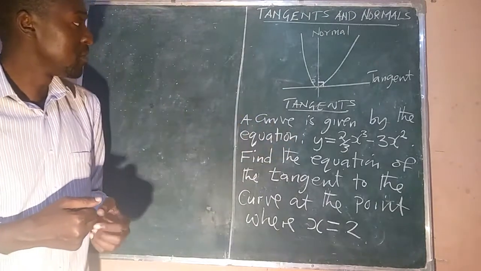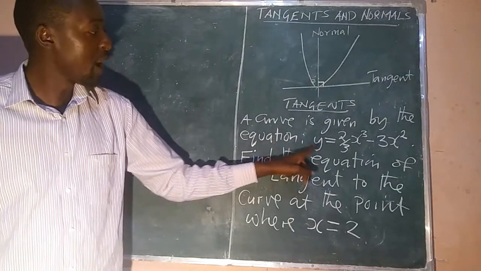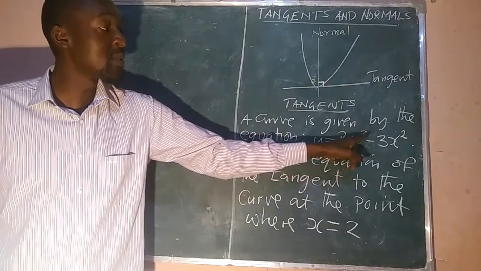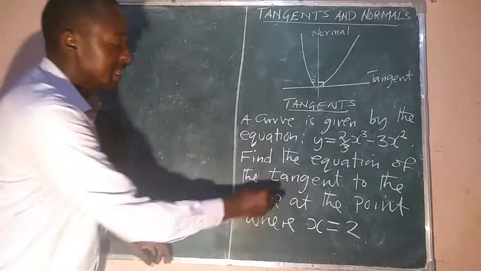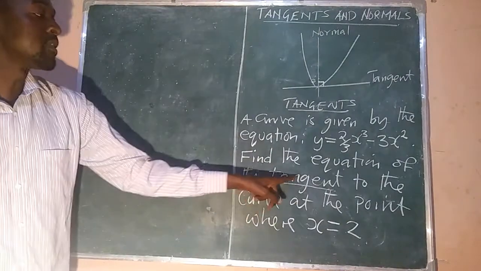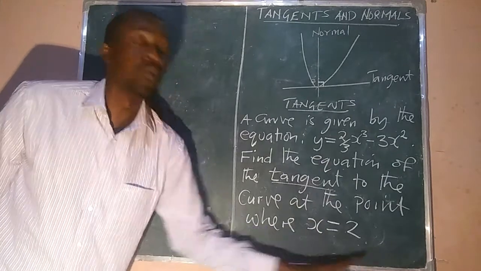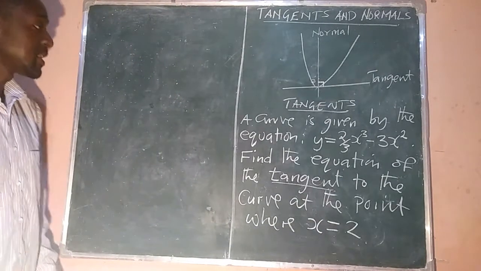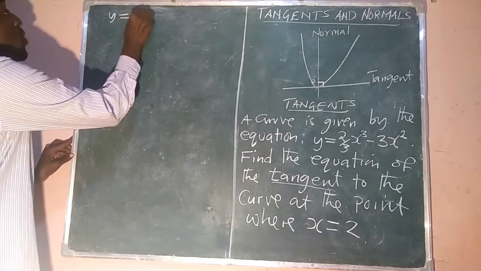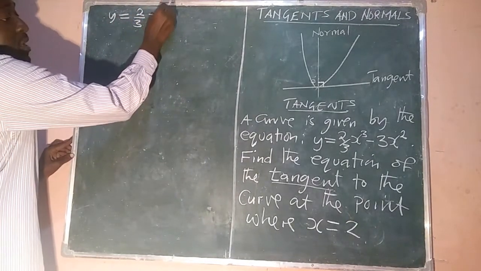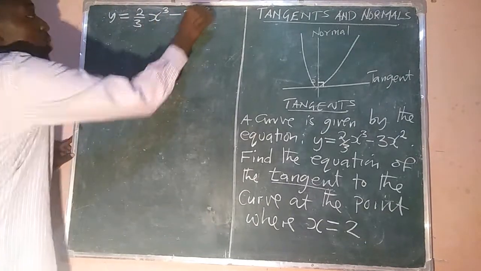So here is an example on tangents. A curve is given by the equation y is equal to 2 over 3 x to the power 3 minus 3x squared. Find the equation of the tangent to the curve at the point where x is equal to 2. The first thing that we do is to write the equation that we have. y is equal to 2 over 3 x to the power 3 minus 3x squared.